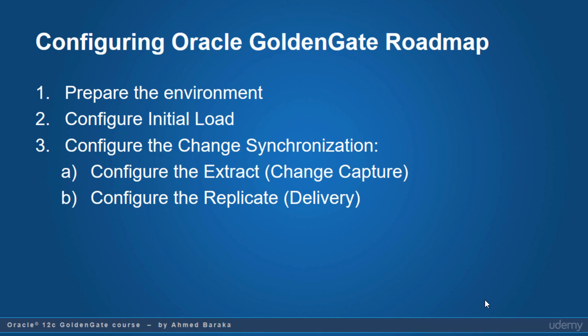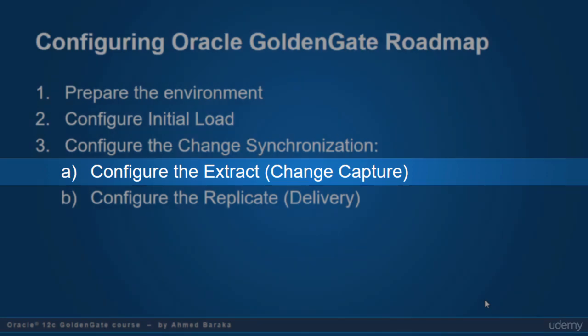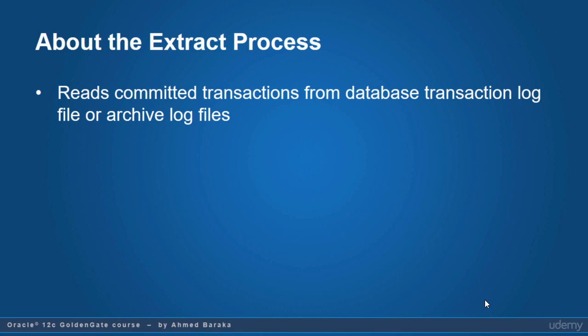Here is again our roadmap for configuring Oracle GoldenGate. In this lecture, we will cover the third stage, that is, configuring the extract or change capture. As discussed in the GoldenGate architecture lecture, the extract process reads committed transactions from the database transaction log file or archive log files. It saves those transactions to trail files locally or remotely.